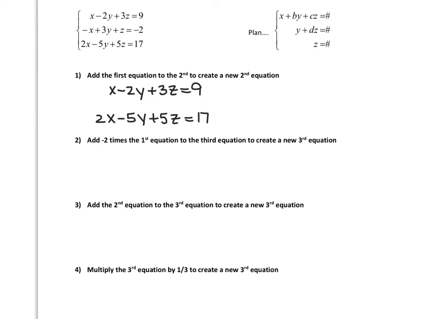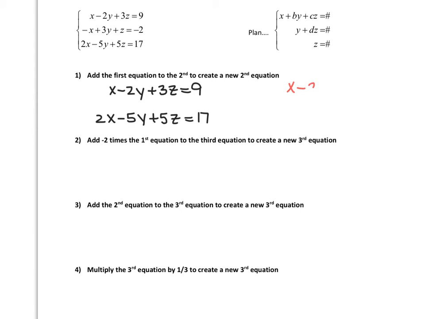Now, what I want to do first is try to eliminate this x value right here, because then that eliminates my 0, right? Then I have nothing here. So what I'm going to try to do is add the first equation to the second equation to create a new second equation. So if I do that, I add the first to the second. I'm going to do that over here.